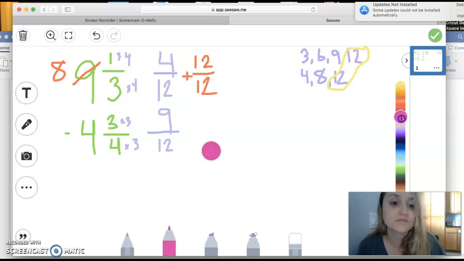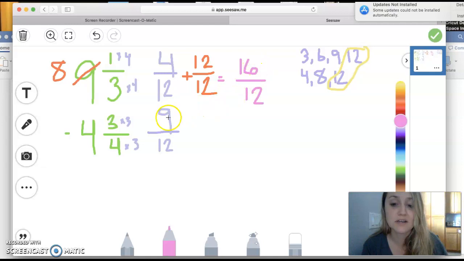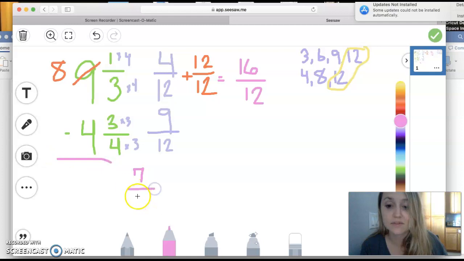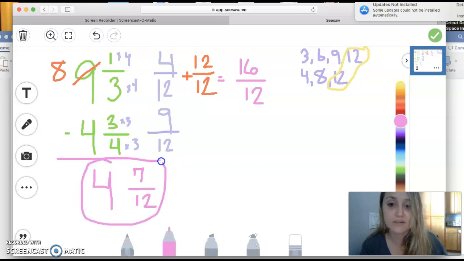So I have 4 plus 12, which is 16, over 12. Then I'm going to do 16 minus 9, and I get 7 over 12. So the answer is 4 and 7 over 12.